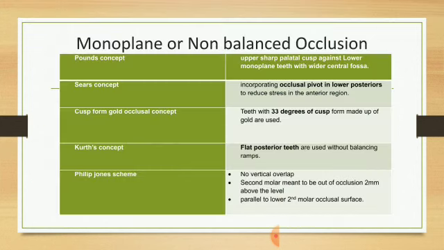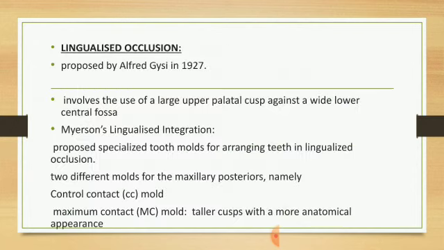Moving on to the next, after balanced occlusion we have monoplane or non-balanced occlusion. In that we have 5 concepts: Pound's concept, Sears concept, cusp form gold occlusal concept, Kurtz's concept, and Philip Jones concept. And lastly we have lingualized occlusion. It was proposed by Alfred Gysi in 1927. It involves the use of a large upper palatal cusp against a wide lower central fossa. In this case, only the maxillary palatal cusps are in contact with the mandibular teeth, whereas no cusp of the mandibular teeth is in contact.